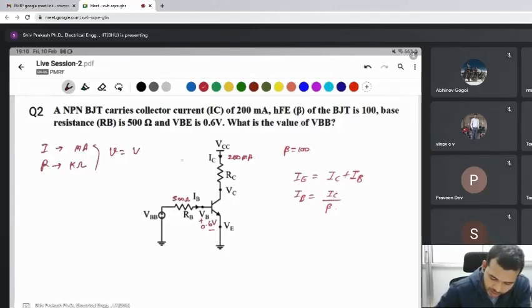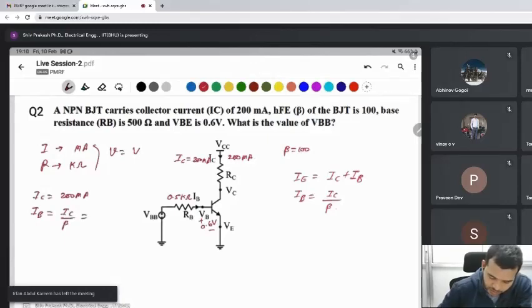It means IC is written as 200 milliampere, and RB is written as 0.5 kilo ohm like that. You know IC is given 200 milliampere. Then IB is equal to IC divided by beta. Beta is given 100. It means 2 milliampere.